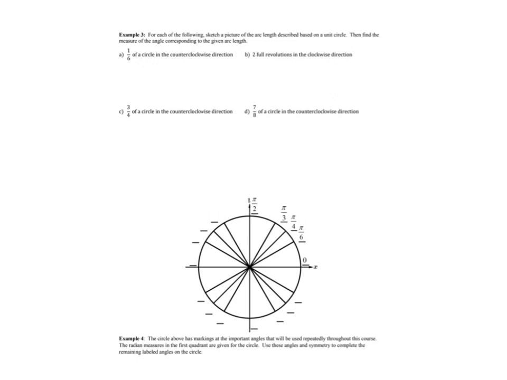Okay, so it says for each of the following, sketch a picture of the arc length described based on a unit circle. So good news, r is 1. Find the measure of the angle corresponding to the given arc length. So we're going to draw a picture. So we want 1/6 of a circle in the counterclockwise direction. So we're going to start at the x-axis, and we're drawing 1/6 of this circle.